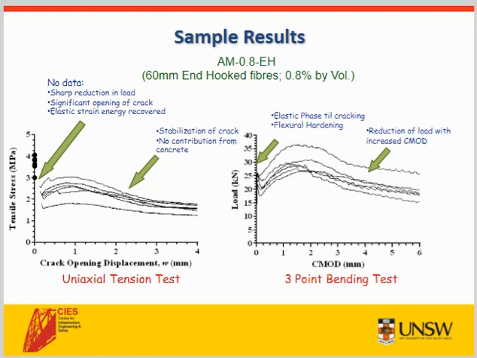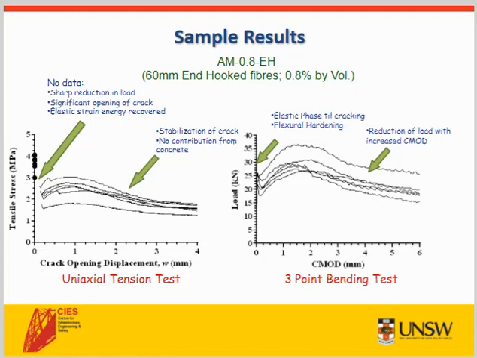After cracking, there was a sharp reduction in load, which coincided with significant opening of the crack as the elastic strain energy in the system was recovered. Once the crack had stabilised, it was clear that there was no direct contribution by the concrete and that the load was resisted wholly by the fibres. As the test progressed, there was a reduction in load with increased crack width, which is expected from strain softening materials.